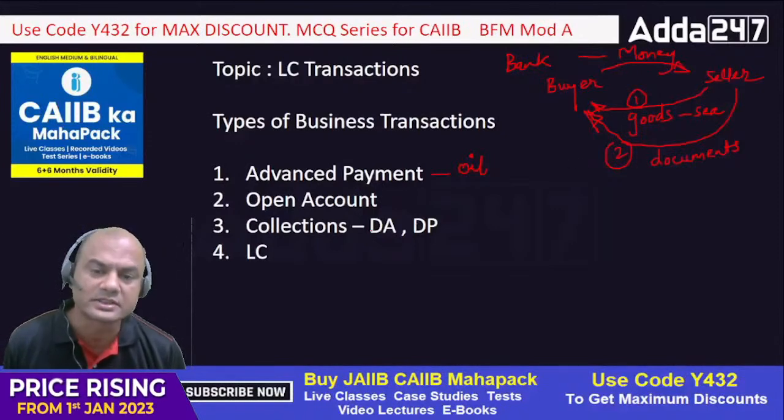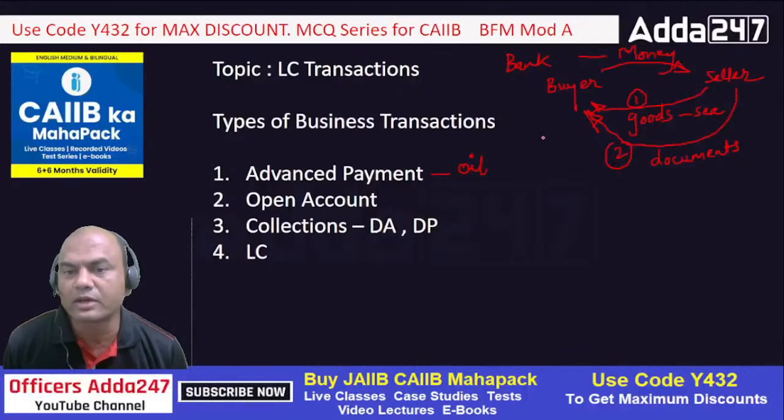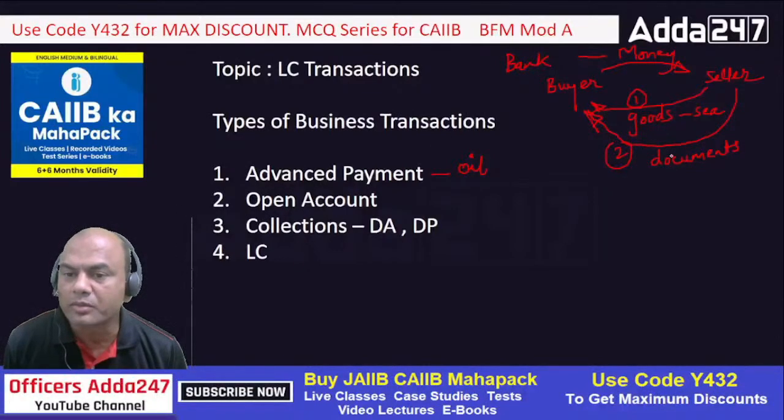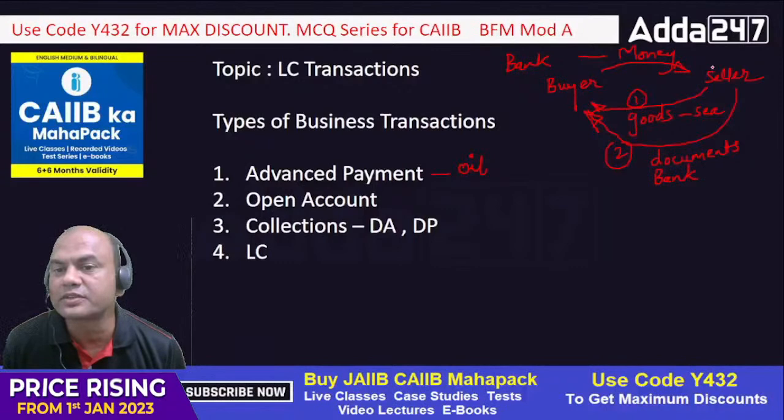Now the third is collections, D/P and D/A. What is collections? What did we do in open account? We send the goods via sea, and second we send the documents directly to the buyer. Now in collections, what is the difference? Here the documents are sent through the bank, and then the payment is also received through the bank.